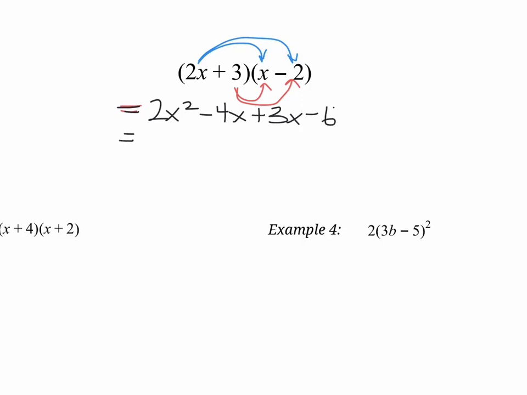Okay, simplifying. Our like terms happen to be right beside each other. Makes it nice and easy. So I've got 2x squared, negative 4x plus 3x is going to be negative 1x, or negative x, minus 6, and we're done.